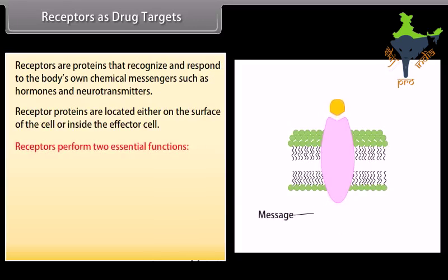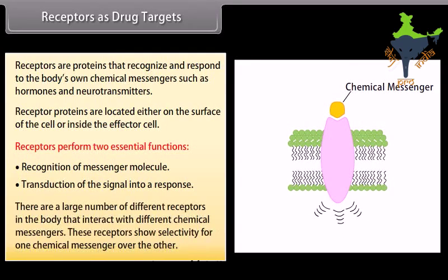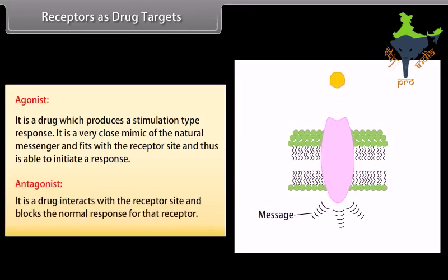Thus, receptors perform two essential functions: recognition of messenger molecule, transduction of the signal into a response. There are a large number of different receptors in the body that interact with different chemical messengers. These receptors show selectivity for one chemical messenger over the other. An agonist is a drug which produces a stimulation-type response. It is a very close mimic of the natural messenger and fits with the receptor site and thus is able to initiate a response. An antagonist drug interacts with the receptor site and blocks the normal response for that receptor.